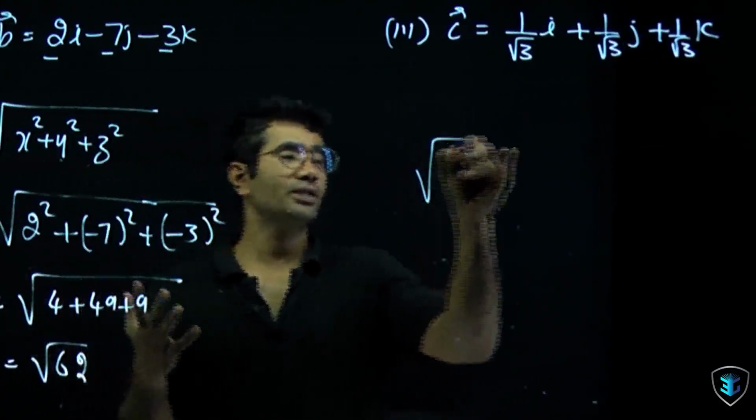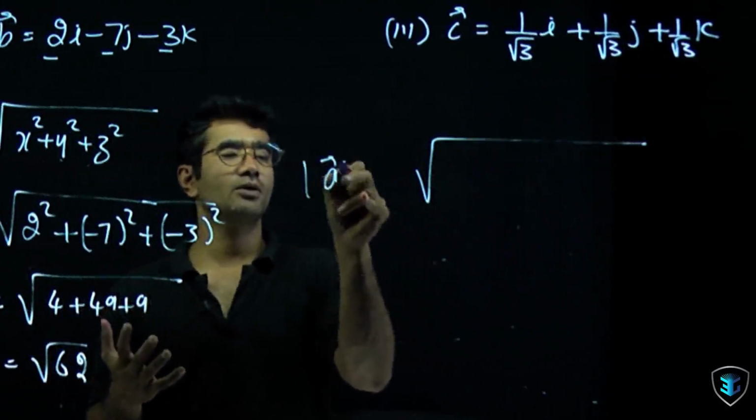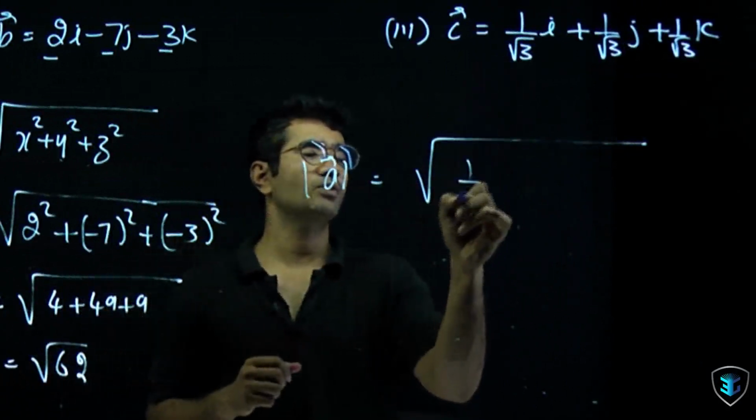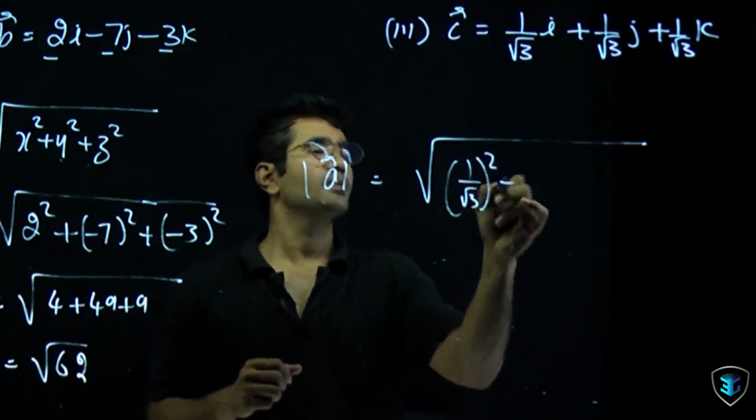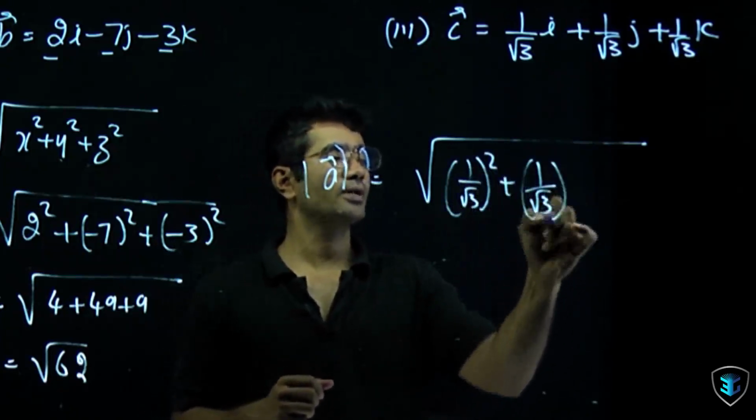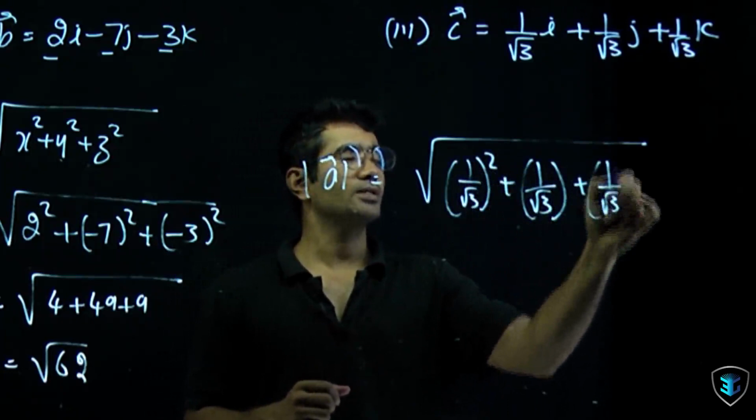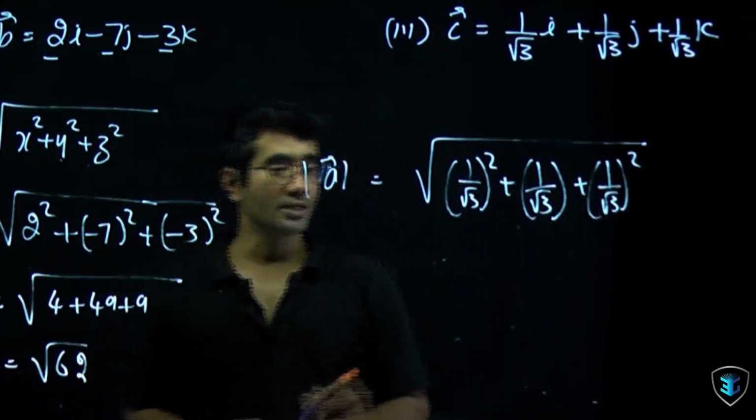So in this case, a little tricky. I can see you have a square root in the denominator also. I can write 1 over 3 root 3 whole squared plus 1 over root 3 the whole squared plus 1 over root 3 the whole squared. That's it. Pretty easy. Now, how do you solve this?